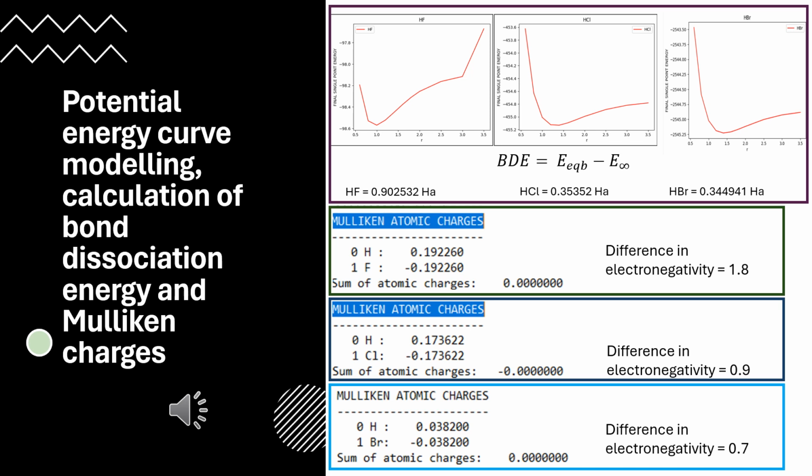Another useful piece of information that was obtained was the Mulliken charges of the atoms in the molecules. What these charges represent is the loss and gain of electron density by the atoms within the molecule. As can be seen in HF, the fluorine Mulliken charge is negative. This means that it has gained electron density from the hydrogen due to its electronegativity being higher. By looking at HCl and HBr, we can see that they follow the same pattern in relation to their electronegativities.